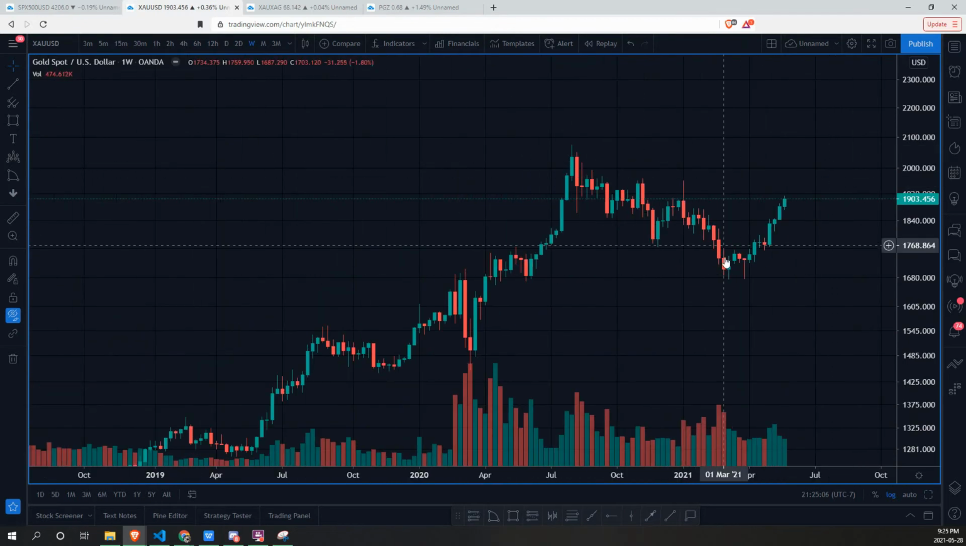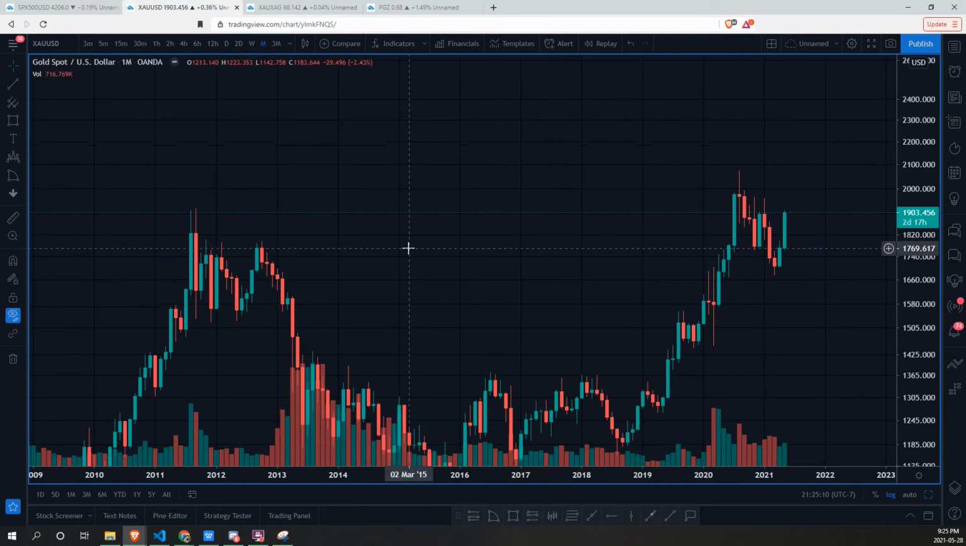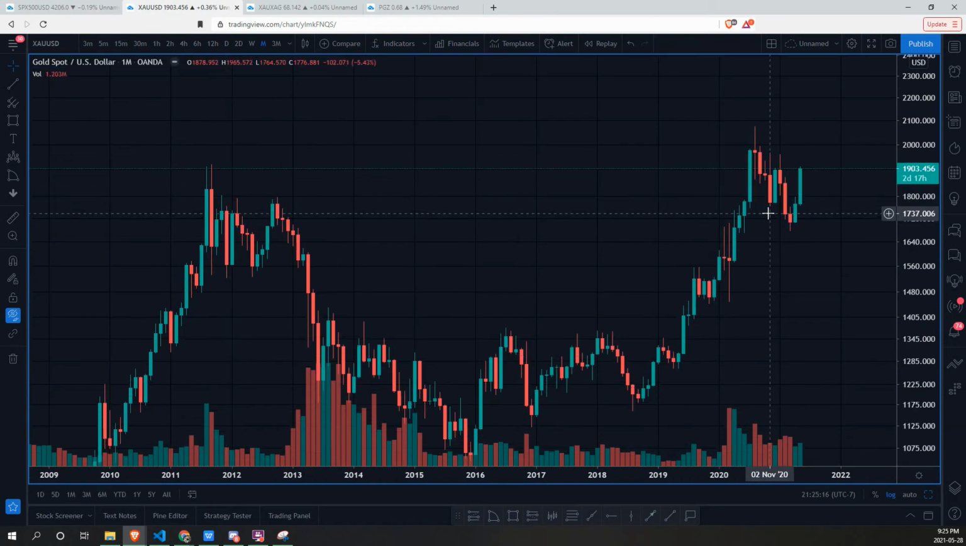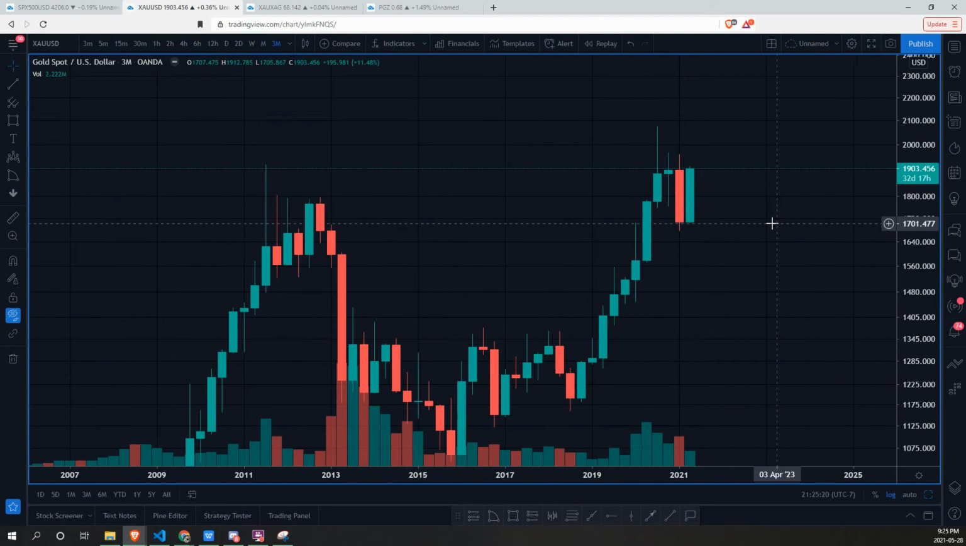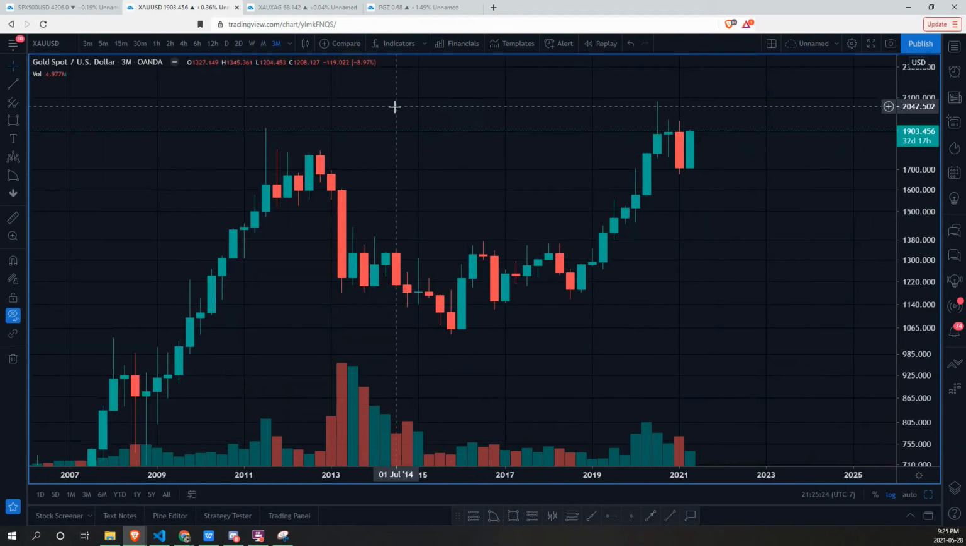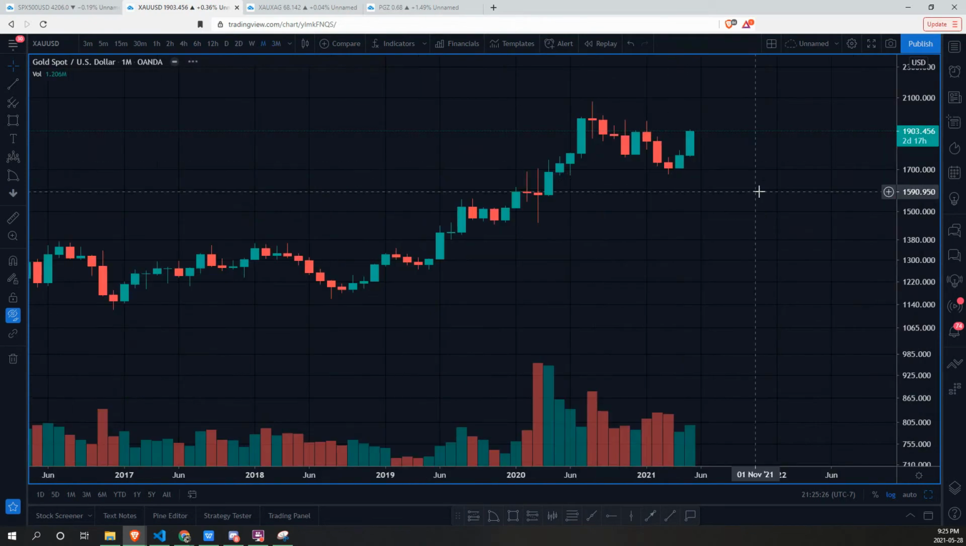Gold, in my opinion, has broken out of this nice flag. Looking at the monthly, we see it is a pullback to validate a major level of support back in 2011. And then this is a major pullback that we're seeing on the monthly, or sorry, the 3-month. We see it even more clear, which is great. So in my opinion, this is a great continuation pattern to the upside.